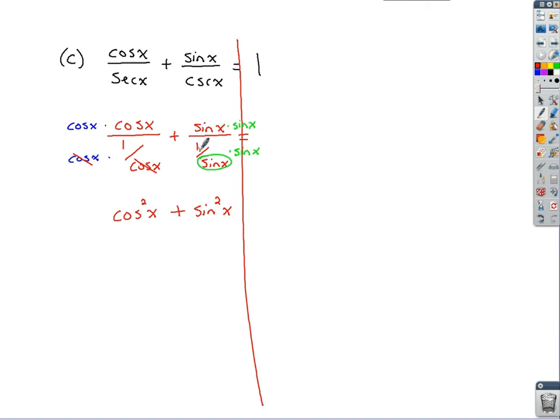So essentially, we've got cosine squared of x plus sine squared of x. As we simplify that all down, identities should stand out. Since you have cosine squared plus sine squared, we know that that equals 1. So that one wasn't too bad to verify.